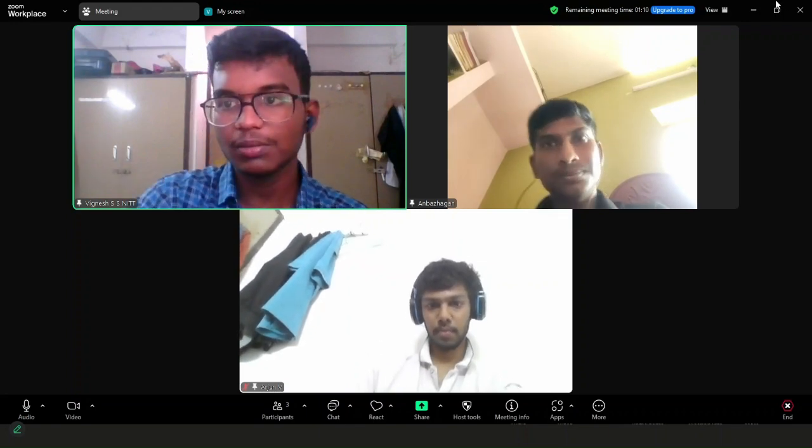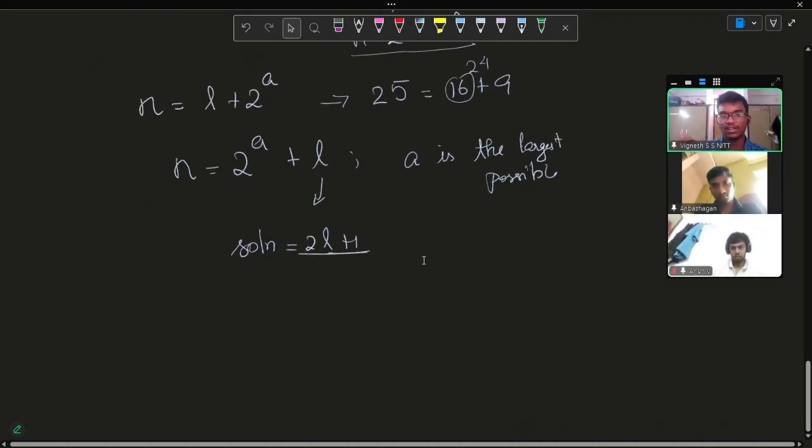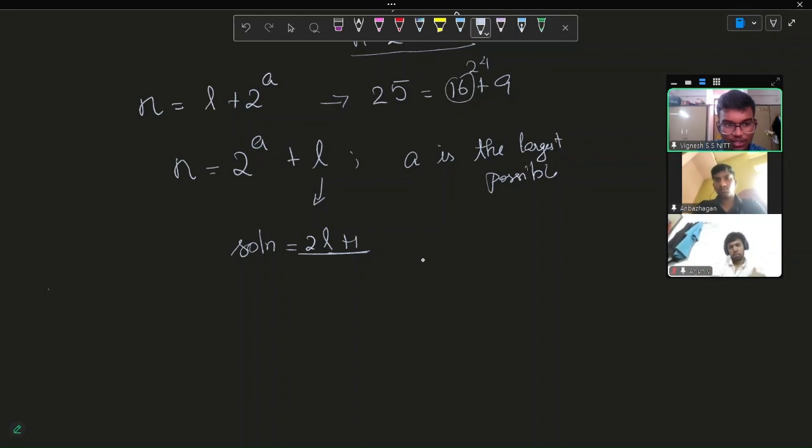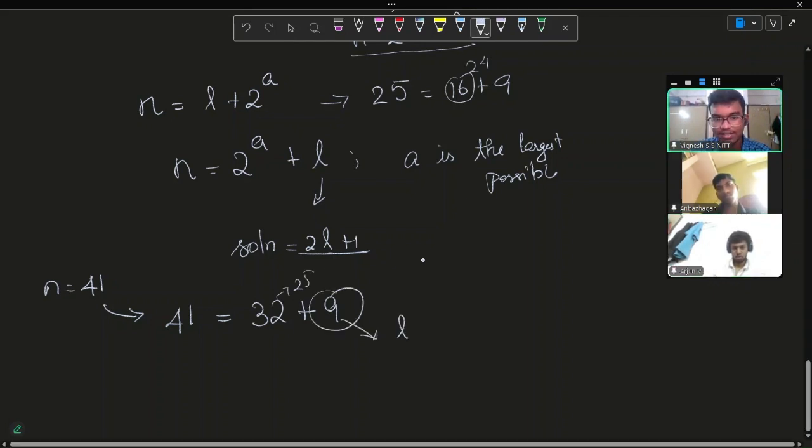Yes, Anna. Makes sense. So let's go to the case of Josephus, who is in a circle of 41 soldiers. So n is equal to 41. How can we write this n? The nearest power of 2 is 2 power 5, which is 32. So 41 is 32 plus 9, and this 9 is the l. So our answer is 2 into 9 plus 1, which is 19.